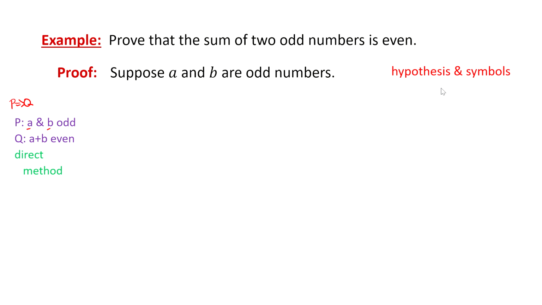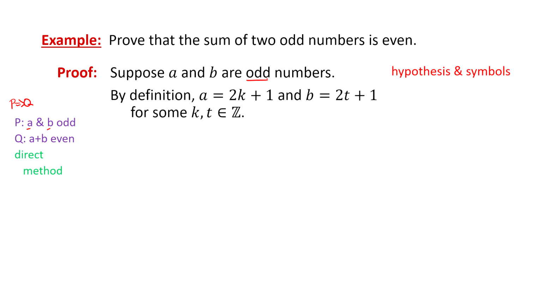So at this point, the only thing we know is we've got 2 numbers. They're called A and B, and they're odd. So the only useful piece of information that we have right now is that our 2 numbers, A and B, are odd. So we're going to pull out the definition of an odd number. The definition of an odd number says that each of those 2 guys, both A and B, can be written as 2 times some integer plus 1.